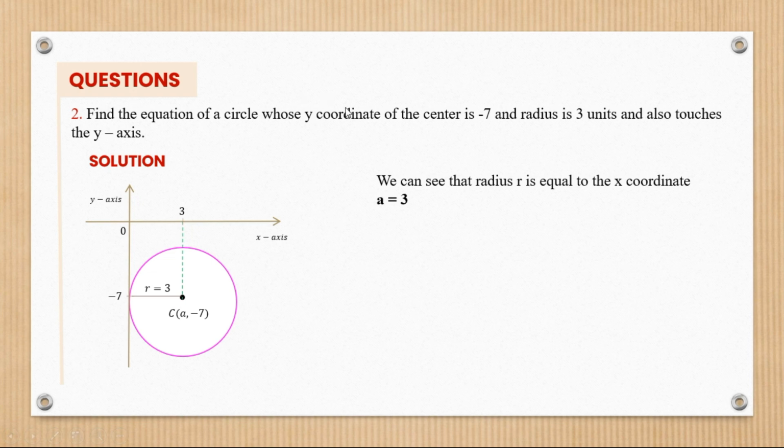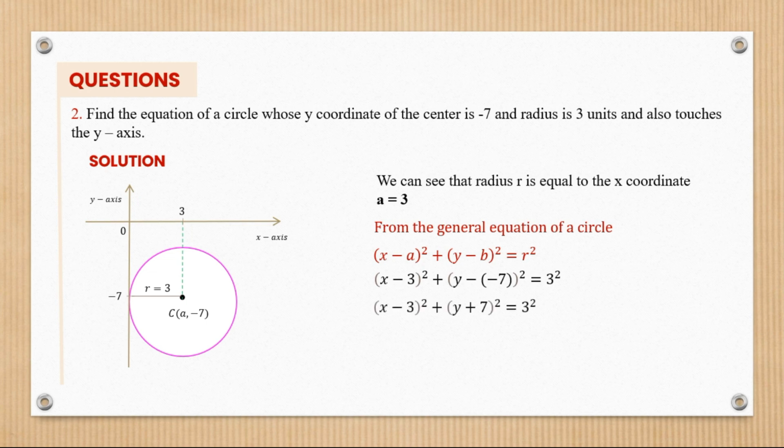Now that I know that and I know the radius, I can use the general equation of the circle to find the equation of this circle. Plugging in the values, I'll have x squared minus 6x plus 9 plus y squared plus 14y plus 49 is equal to 9. And the equation of the circle shall be x squared plus y squared minus 6x plus 14y plus 49 is equal to 0.